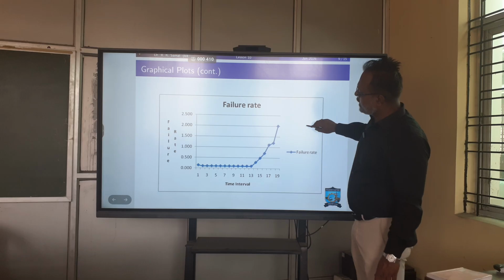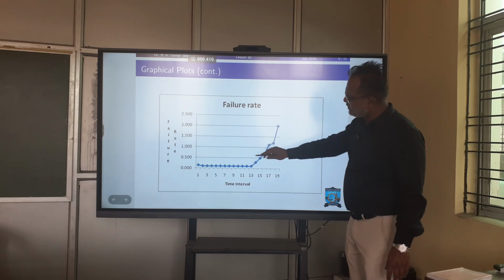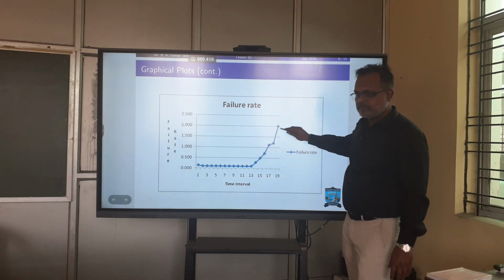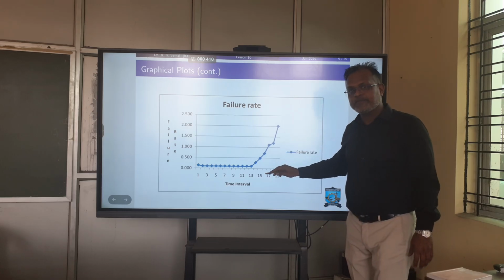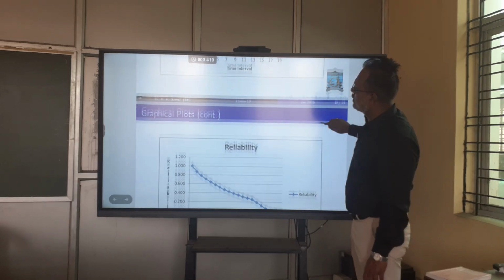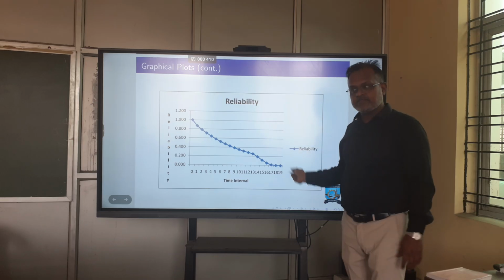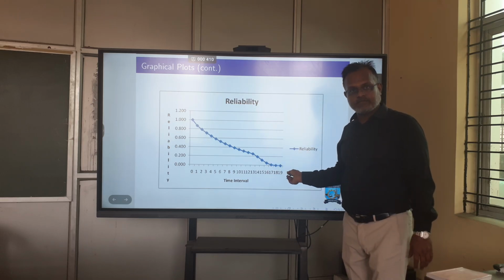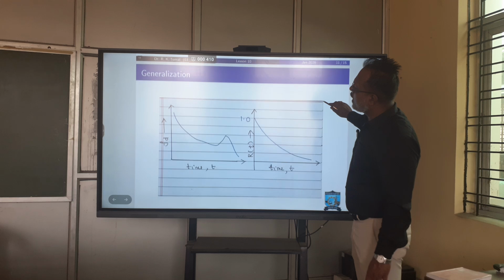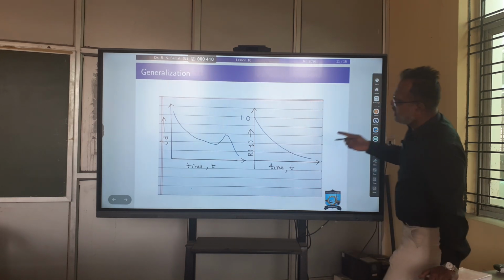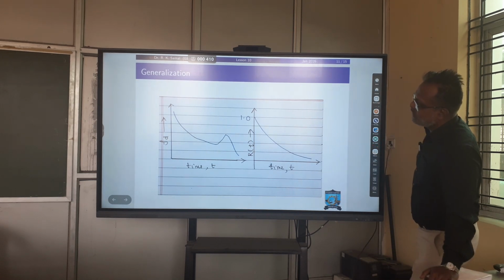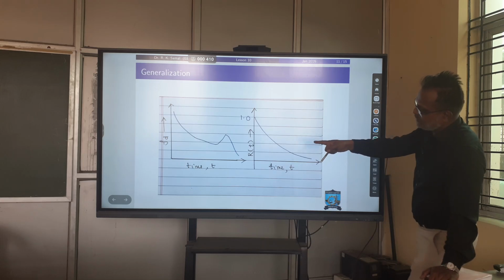Then failure rate. See, as time passes, the failure rate increases because components become older and reliability decreases as time passes. Now, how to generalize that? As you see here, these are some general curves. One is failure density versus time. One is the reliability, which is decreasing.